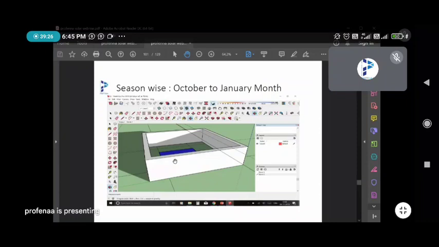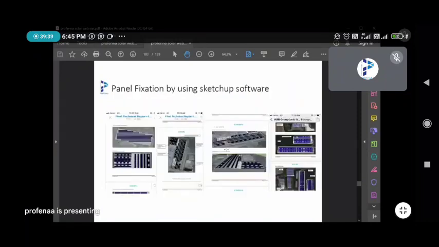So here, see all the panels getting the shadow. So for October and January, every month you may select and calculate based on the SketchUp software. So this is the setup for using SketchUp.